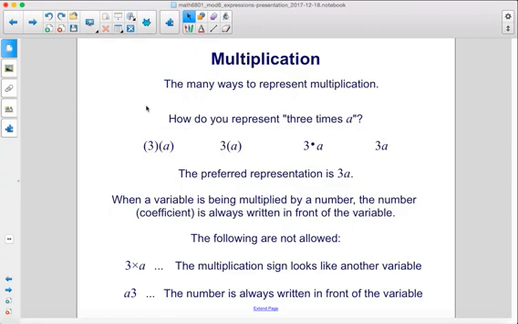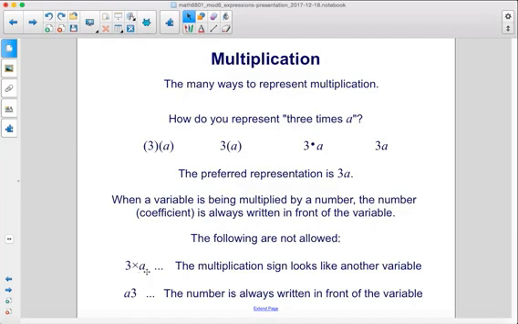There are many ways to represent multiplication. How do you represent 3 times a? Well, all of these say 3 times a. We have them both in parentheses, we have one in parentheses, we have a dot, but the preferred representation is 3a. When a variable is being multiplied by a number, the coefficient is always written in front of the variable. The following are not allowed.